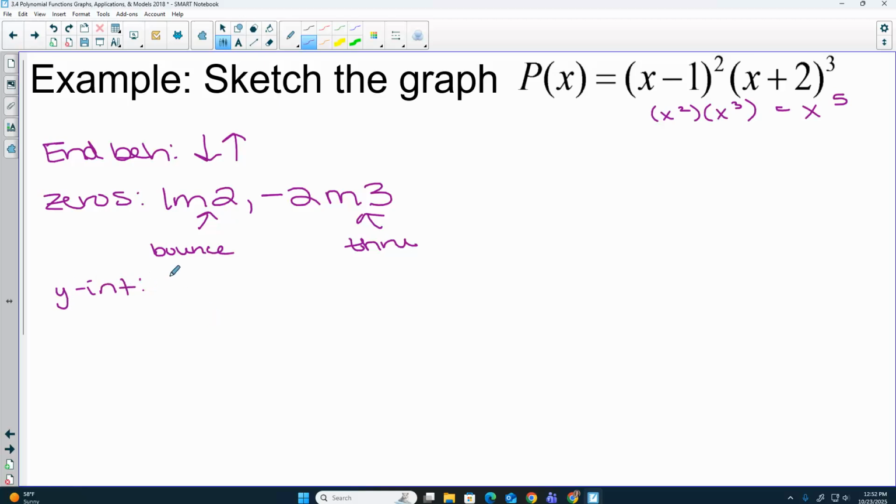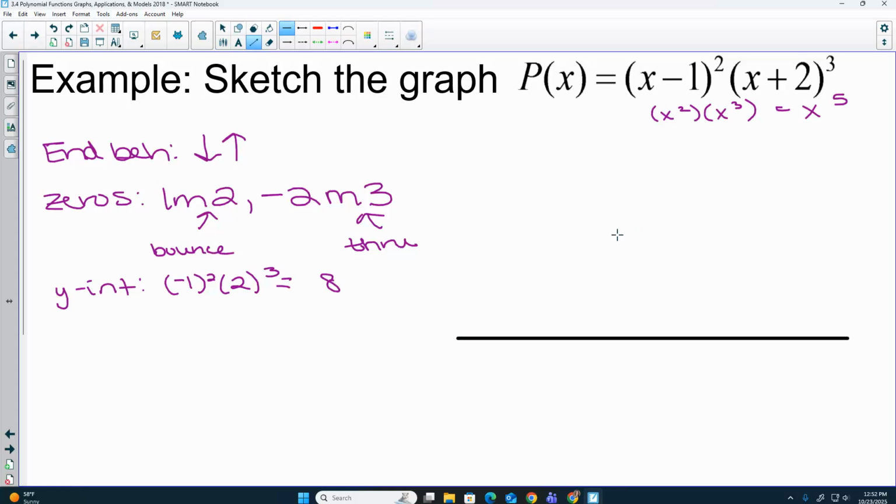Y-intercept. You put in 0 for all of your x's. We'll get 1 times 8, which is 8. Behavior should start down here and end up here. And hit my x-axis at 1, negative 2, and the y-axis at 8.